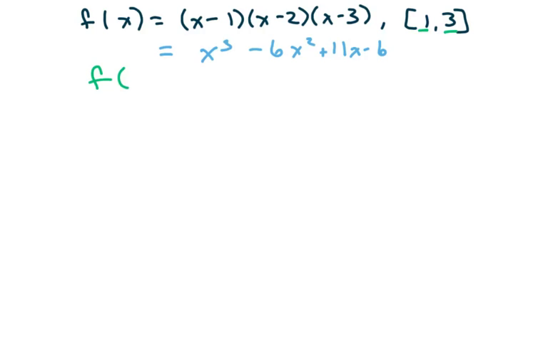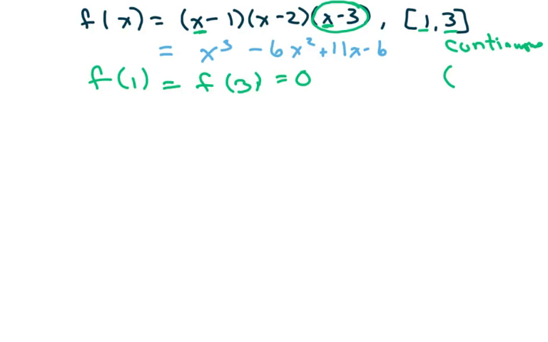You plug in 1. So if I plug in 1 in this piece, this is going to be 0 times all that, which is just 0. And if I plug in 3 in here, this is going to be 0. And that's going to zero out the other two binomials. So this all equals 0. So therefore, f is differentiable, or it's continuous, on our closed interval, and therefore continuous on our open interval.